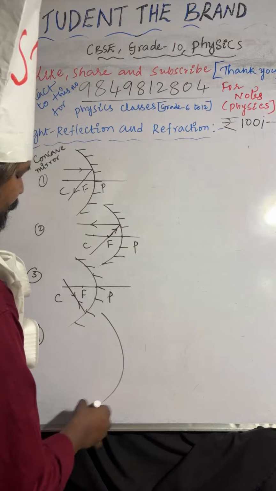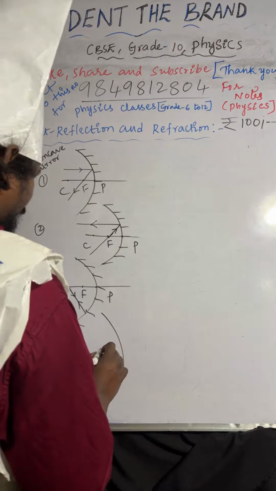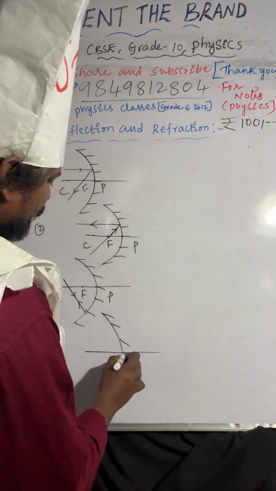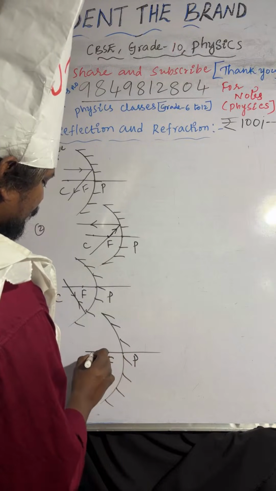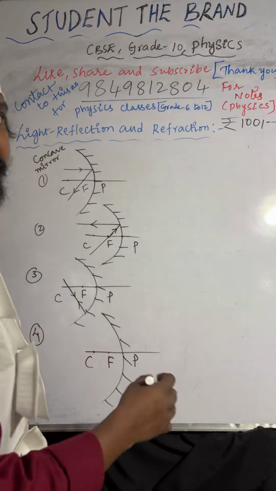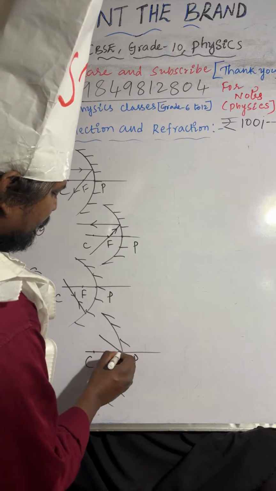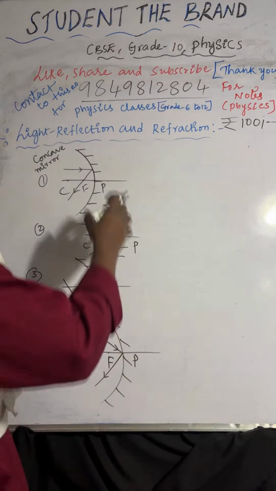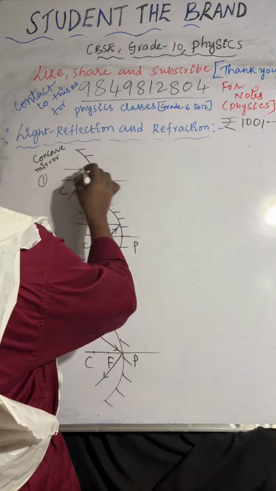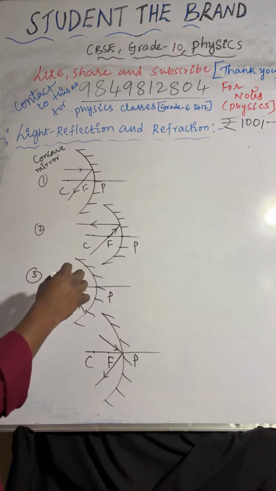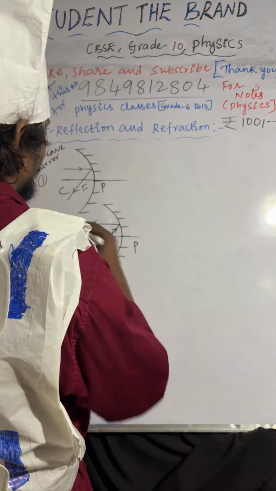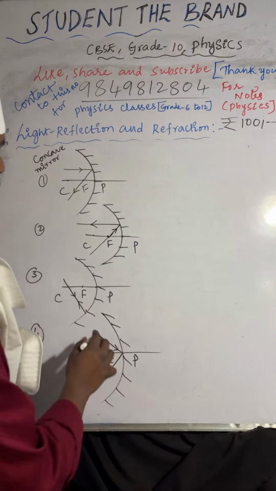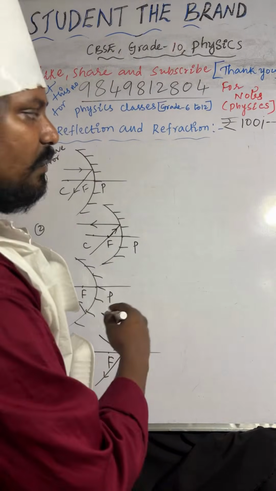Coming to the fourth one, here I am taking the pole, focus and center of curvature. A light ray incident at the pole reflects back. So these are the concave mirror ray rules. A light ray coming from infinity, after reflection, passes through the focus. A light ray passing through the focus, after reflection, moves towards infinity. A light ray passing through the center of curvature retraces its original path. A light ray incident at the pole reflects back. So this is the concave mirror.